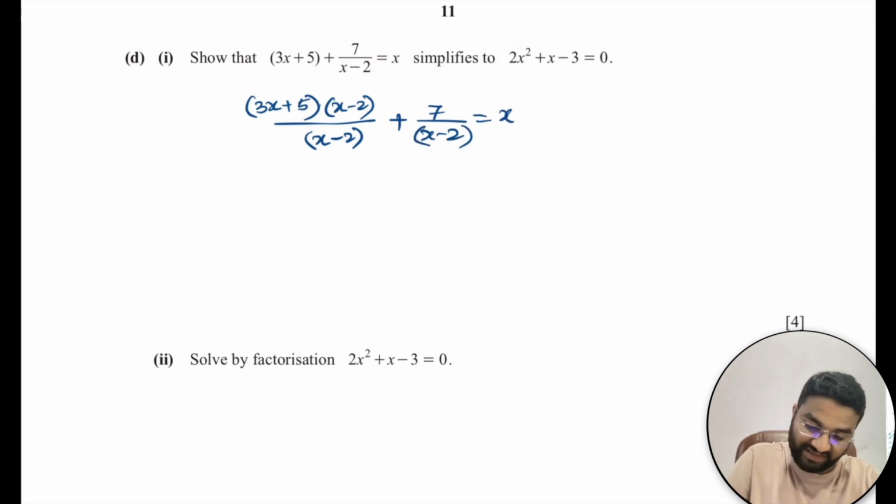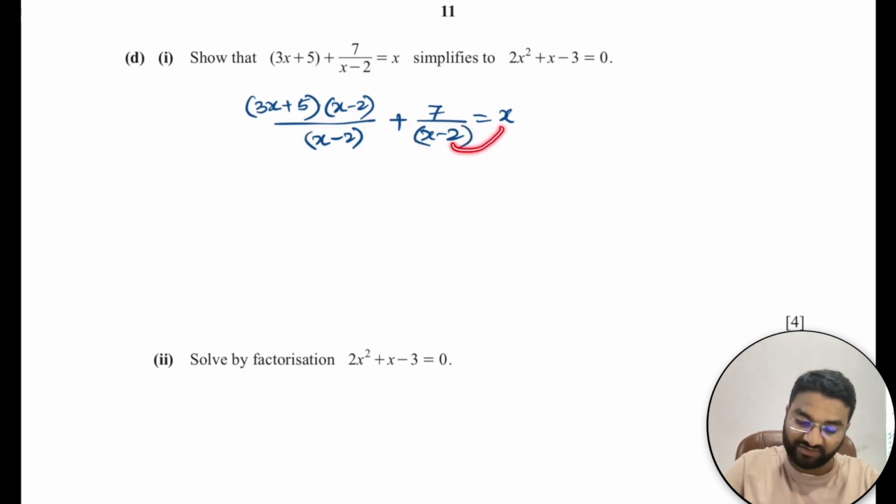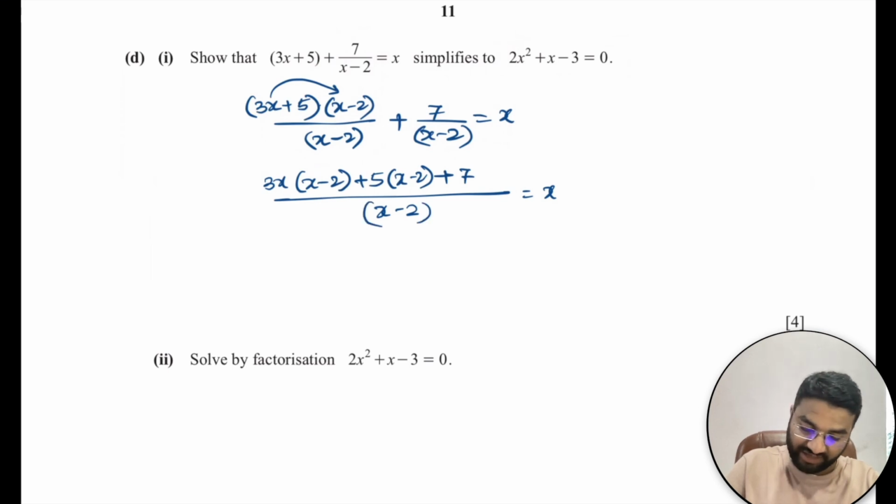Now here you can see the denominator part is the same, isn't it? So you can use just one denominator and transfer it to the right hand side, and at the same time you can expand this part as well. So 3x times the whole bracket (x minus 2) plus 5 times (x minus 2) plus 7, and the common denominator, that is x minus 2, is equal to x. Now this x minus 2 you can transfer to the right hand side, expand the whole bracket and simplify.